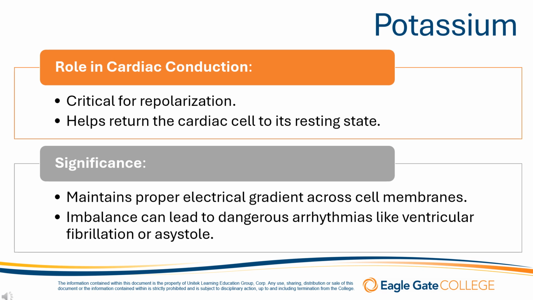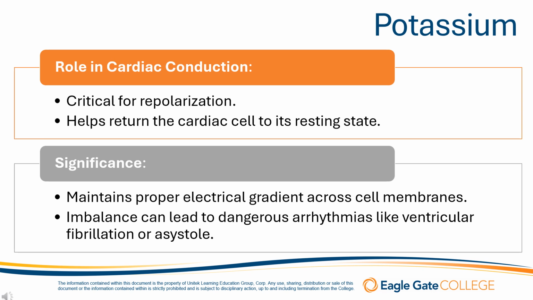This return to the resting state is essential for the cell to be ready to depolarize again and maintain a regular heartbeat. Maintaining a proper electrical gradient across cell membranes is one of potassium's roles. The electrical gradient is the difference in charge across the cell membrane, and it is crucial for generating and propagating action potentials. Without a proper gradient, the heart cells cannot effectively conduct electrical impulses, and this can lead to irregular heartbeats. Potassium's movement out of the cells and then its return is what ensures that the heart cells are repolarized and ready for the next contraction.